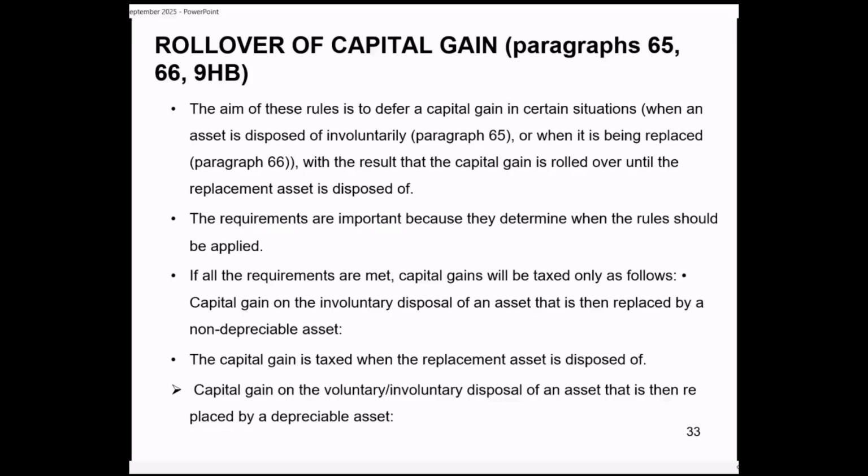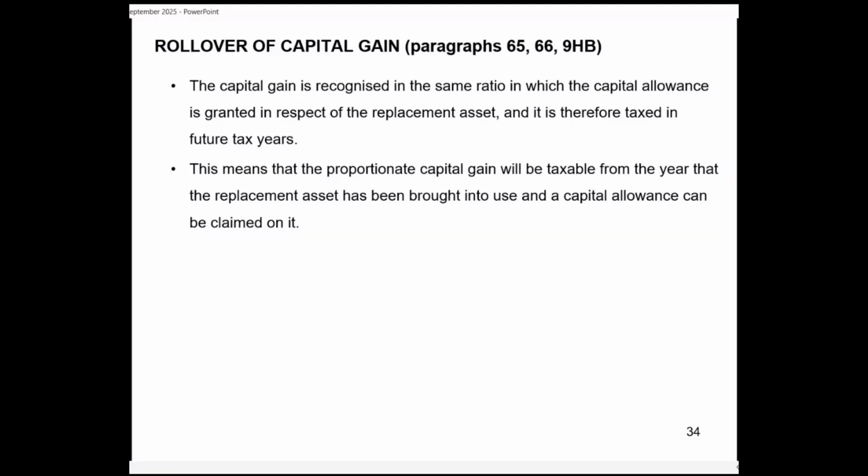Where an asset is disposed of involuntarily and is then replaced by a depreciable asset, we'll go through the example to see how the rollover will be applied in the question. The capital gain is recognized in the same ratio in which the capital allowance is granted in respect of the replacement asset, and is therefore taxed over a number of tax years. This means the capital gain will be taxed from the year that the replacement asset has been brought into use and capital allowance can be claimed on it.